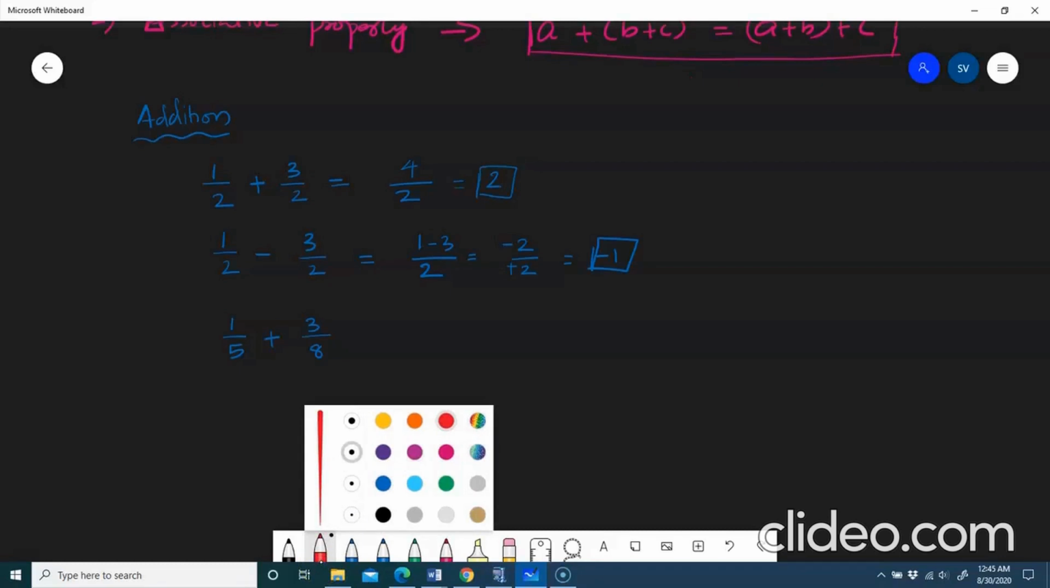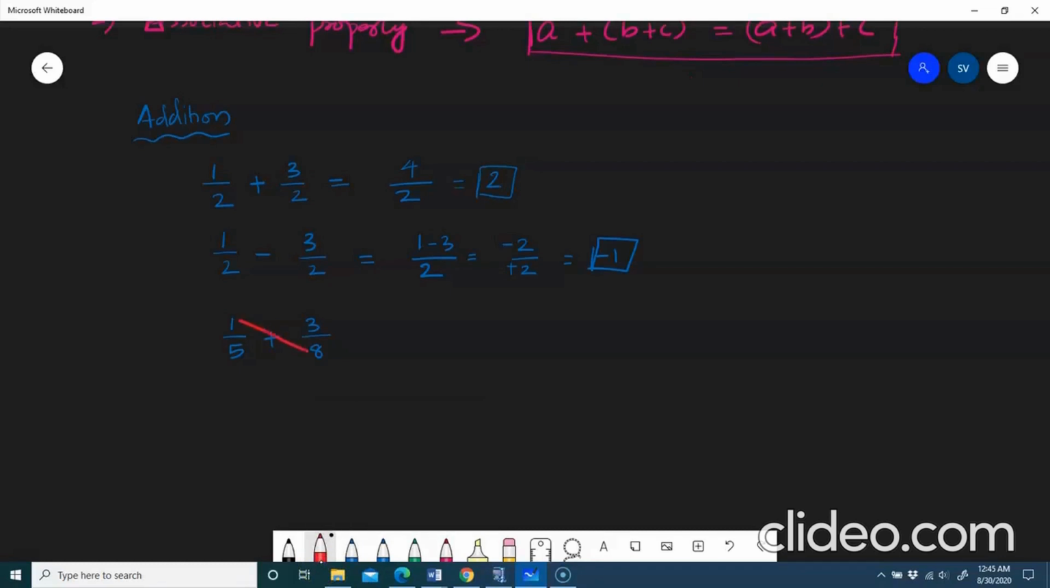What I'm trying to do is cross multiply these two. So the answer will be 8 times 1, which is 8. Put the sign in between these two, that is plus. 5 times 3 is 15, divided by 5 times 8, which is 40. So this is 23 divided by 40. This is your answer for this problem. So this is the shortcut.